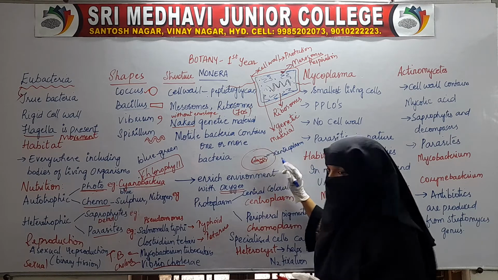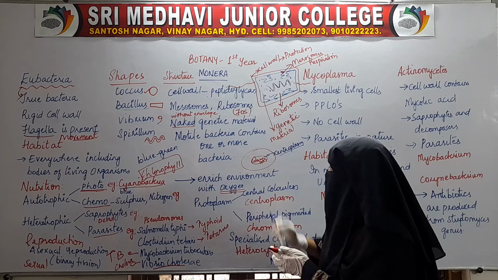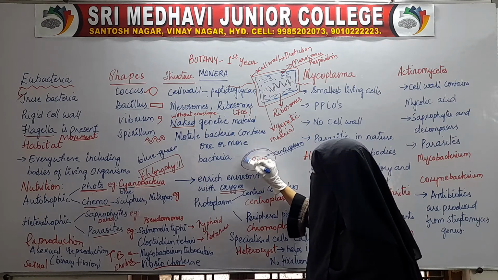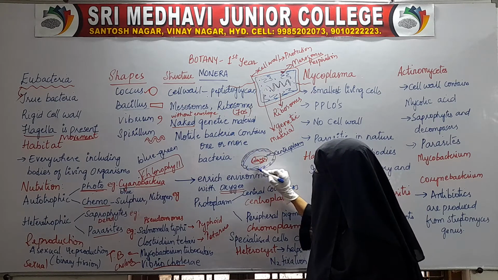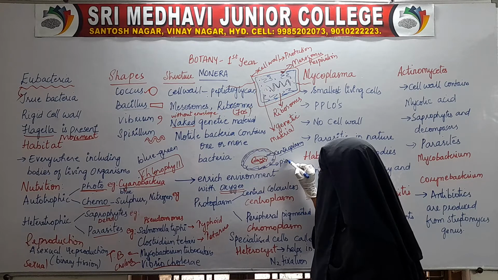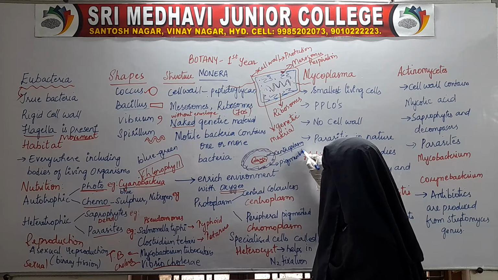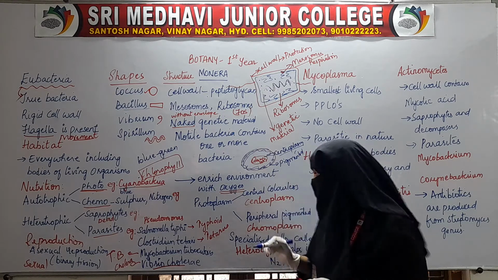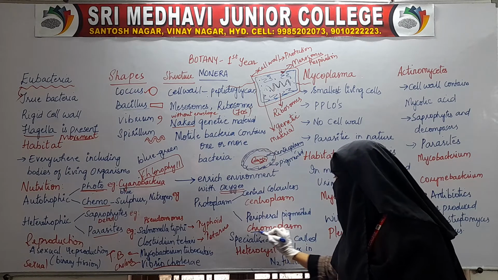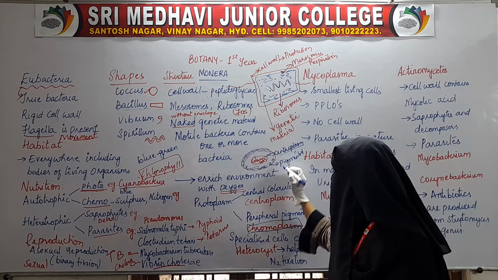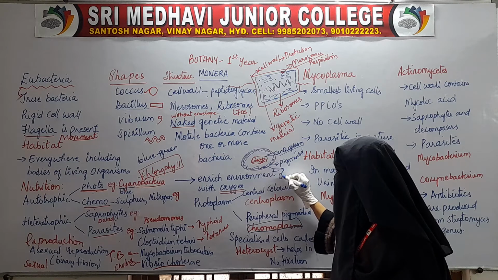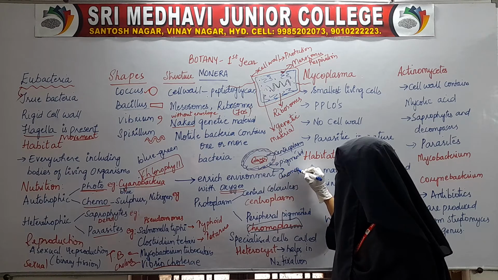Centroplasm. The central liquid is colorless, which is called centroplasm, and the liquid in the peripheral region is pigmented. That is, it consists of pigments which give color. So that pigmented one is called chromoplasm.